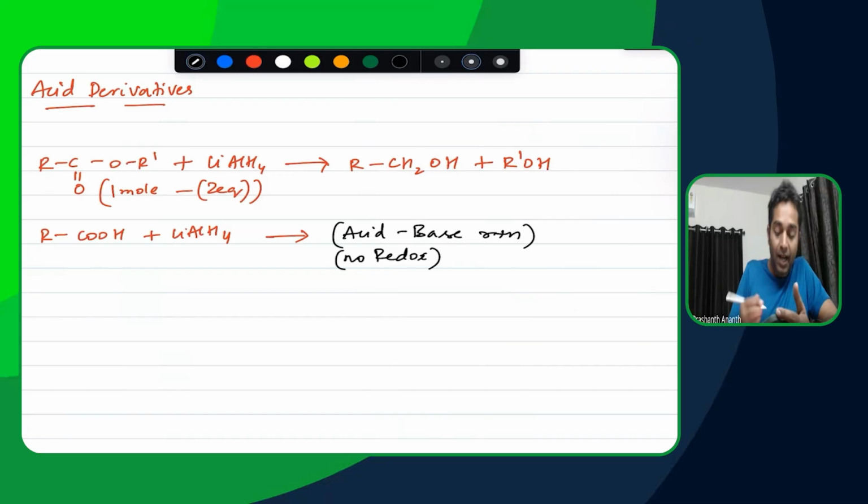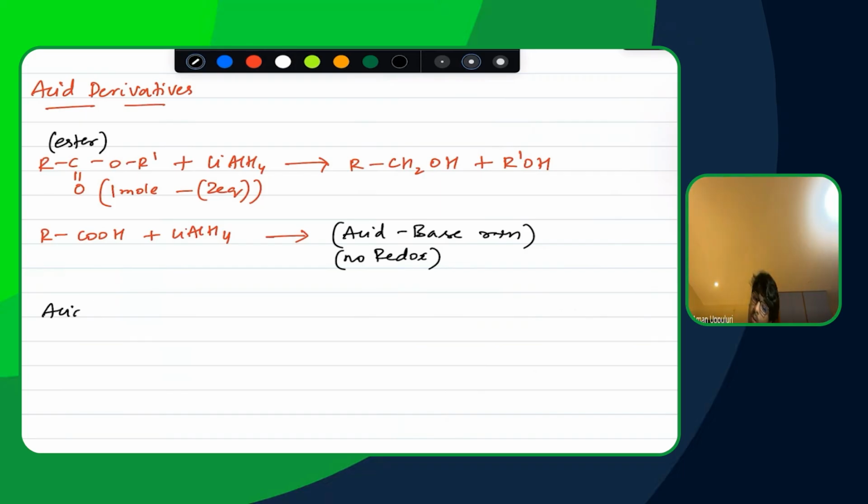What other acid derivatives do similar reactions? Ester, it works, yes. You mentioned one more: acid halide. That is also true.